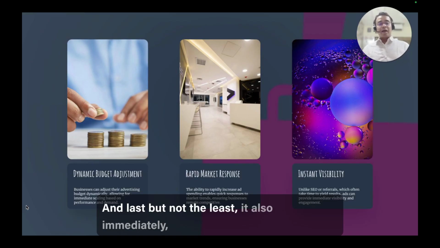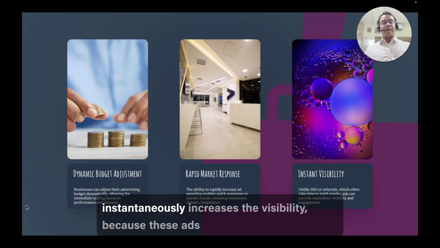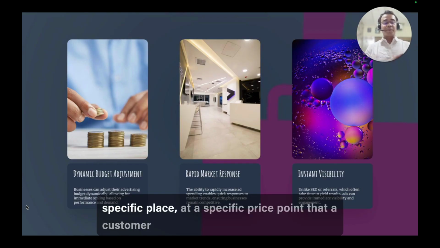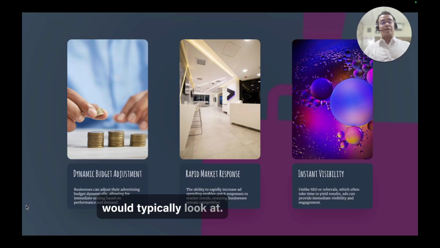And last but not the least, it also instantaneously increases the visibility, because these ads are very targeted to a specific set of customers at a specific place, at a specific price point that a customer would typically look at.